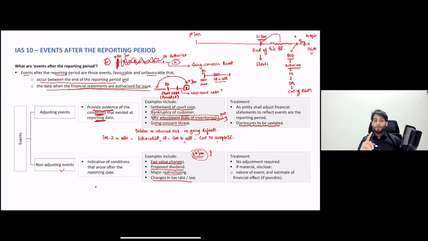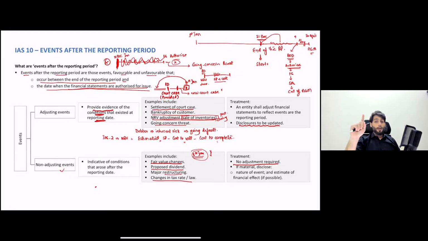Now, what about non-adjusting events? Non-adjusting events, as the name goes, no adjustment is required. However, if the case is material, you should disclose. What should you disclose? You should disclose the nature of the event and the financial estimate. If it's possible to have a financial estimate, you should also disclose that. All right. So my friends, with this, we quickly concluded what IAS 10 actually is.